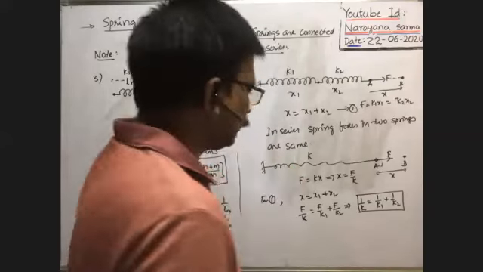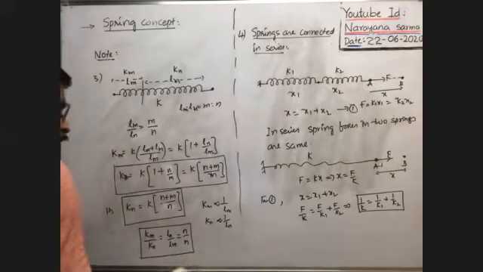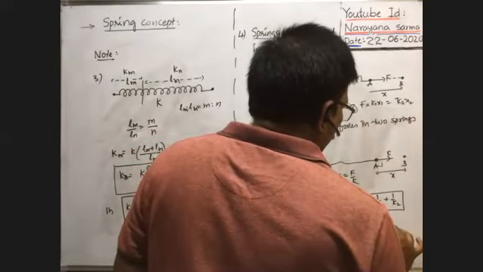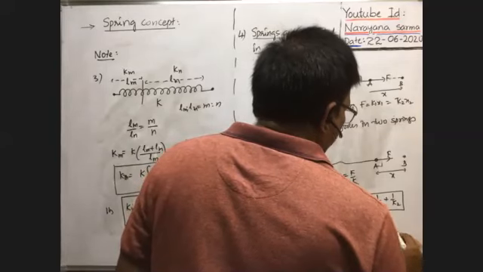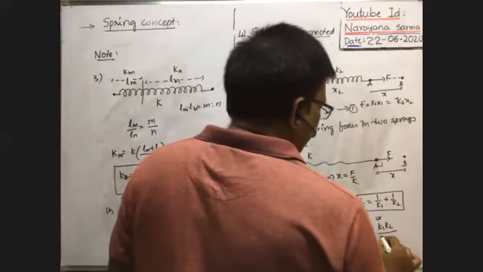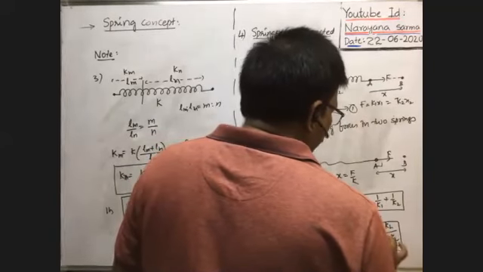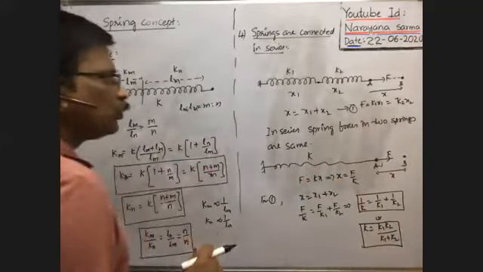Or we can write K is equal to, when you take the LCM, K1 K2 by K1 plus K2. It is the effective spring constant.